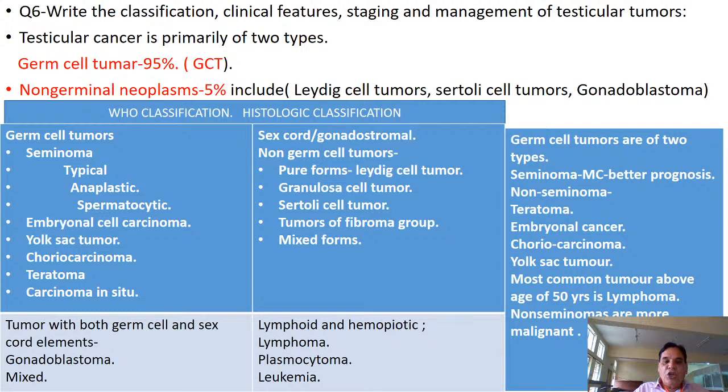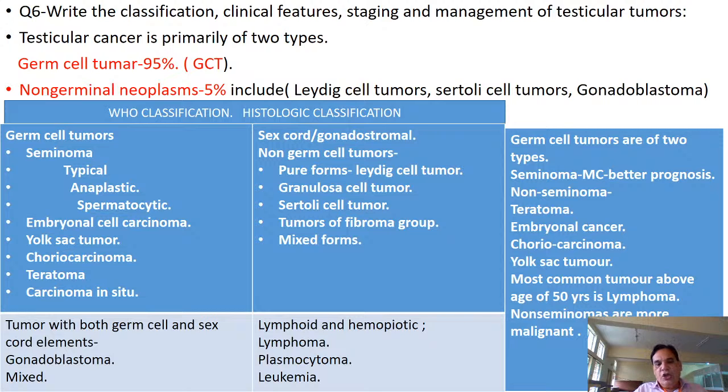Simple. Non-germ cell tumors, common are Sertoli tumors and those arising from Leydig cells. These are the mixed type, the non-germ cell tumors. Few of them have germ cell plus sex cord element, and are called gonadoblastoma or mixed tumors. There can be lymphoid tumors: lymphoid and hematopoietic, lymphoma, plasmacytoma, leukemia. Lymphoma is the commonest tumor of the testis occurring in old age. Only remember this much, you are through.